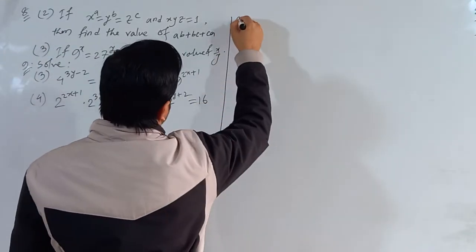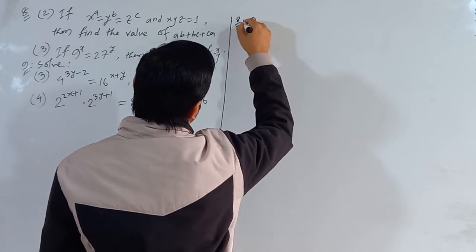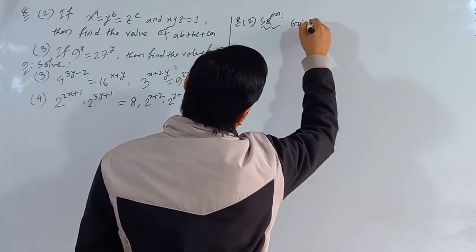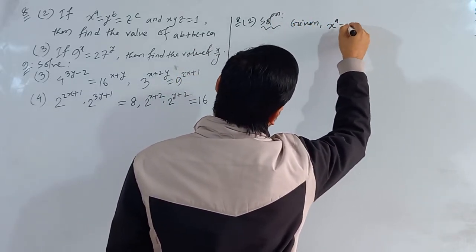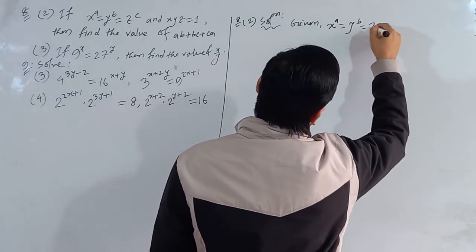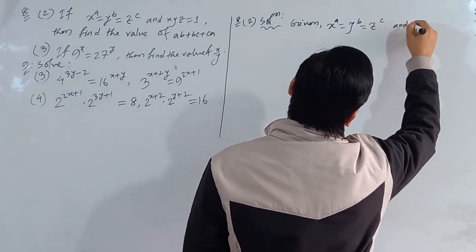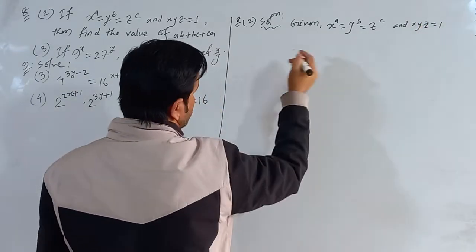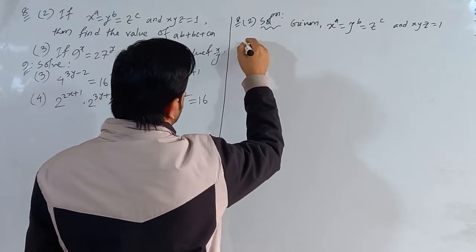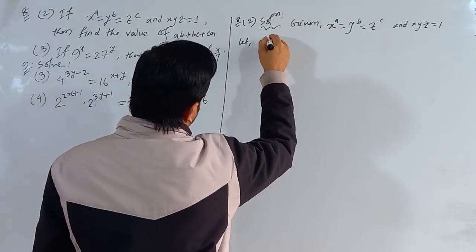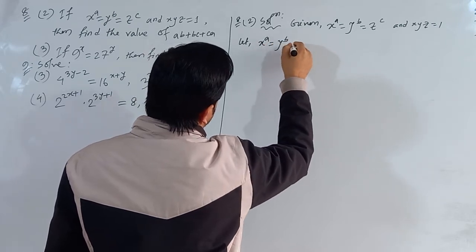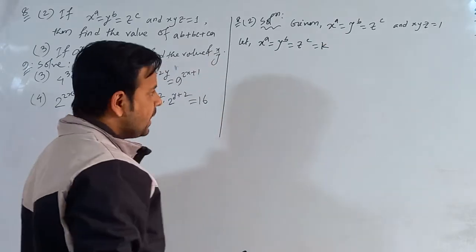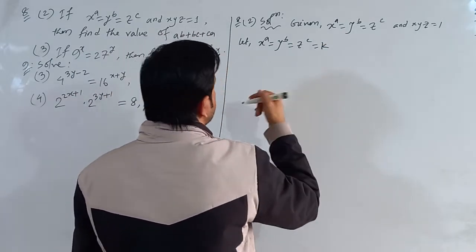At first we are writing solution 8 to solution. Given. What is given here? That is x to the power a equal to y to the power b equal to z to the power c and x, y, z equal to 1. These are our given information. Now to solve this we can consider here, let x to the power a equal to y to the power b equal to z to the power c equal to k. Suppose k is a constant here.